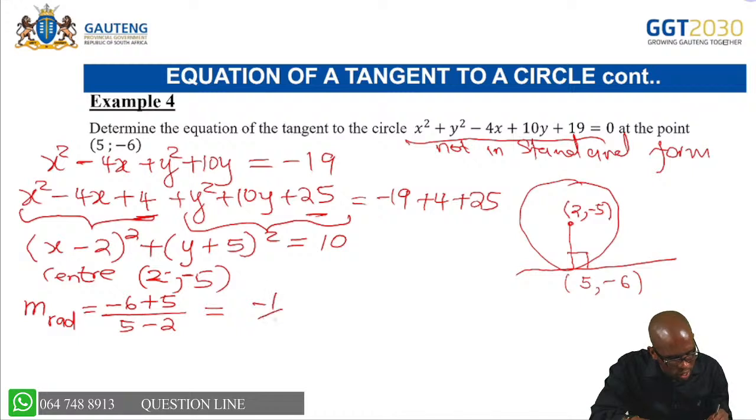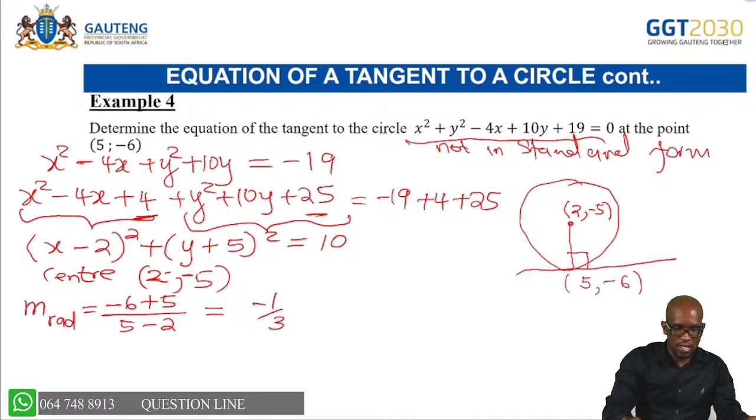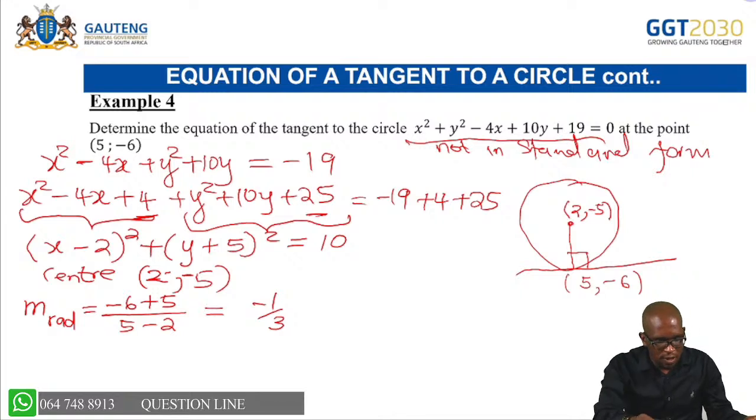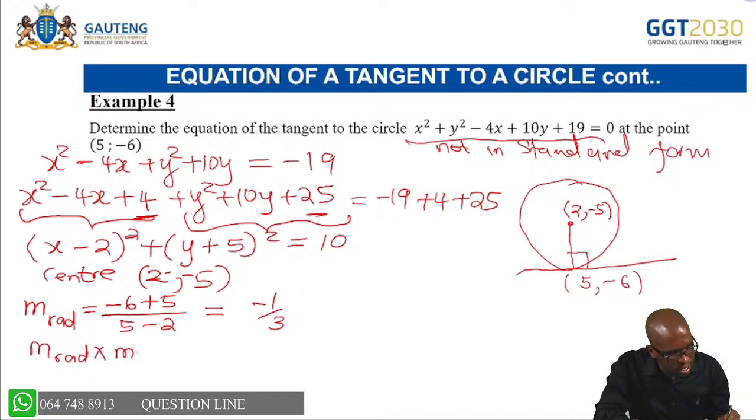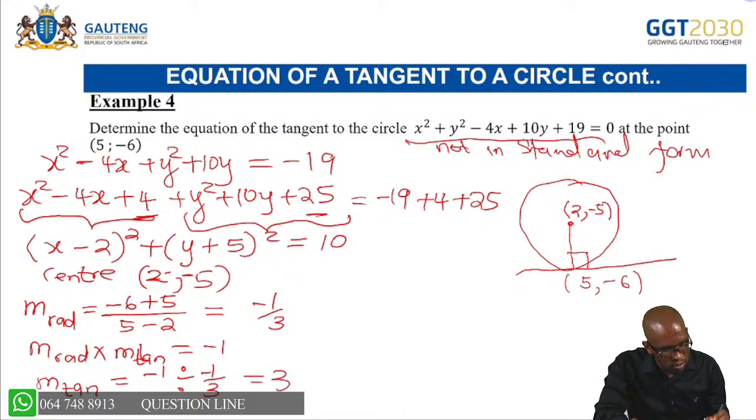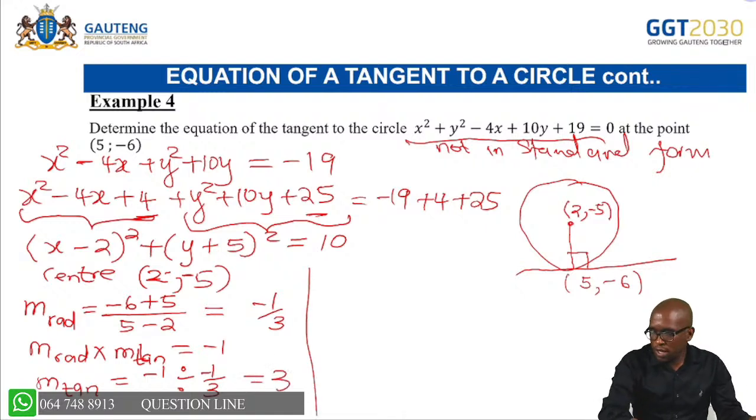So this is minus 1 over 3. This is the gradient of the radius. So using the fact that the tangent is perpendicular to the radius, we can work out the gradient of the tangent. We know that m radius times m tangent is equal to minus 1, which means that m tangent would be equal to minus 1 divided by minus a third. So this would give us positive 3. So we have that the gradient of the tangent is positive 3.